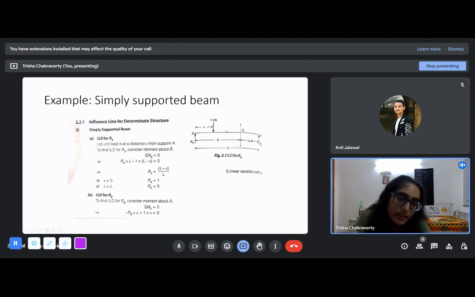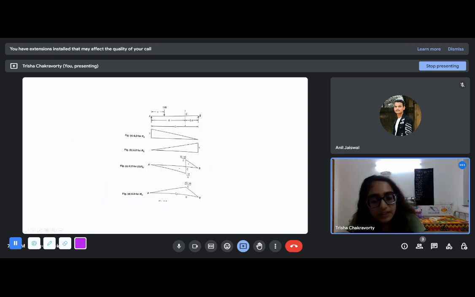If you come from this side, then when the load is in this zone, in AC, the moment will simply be RB into (L minus A). And we also know the expression of RB. So you will end up with the same expressions either way. And the moment diagram will look like this. It linearly goes up to this value and then linearly decreases to 0.